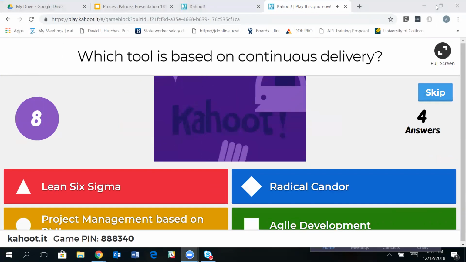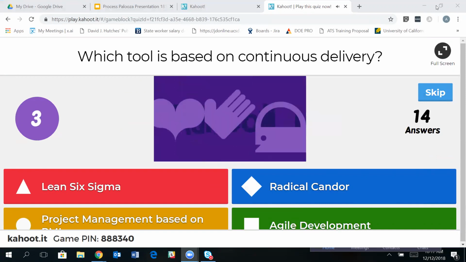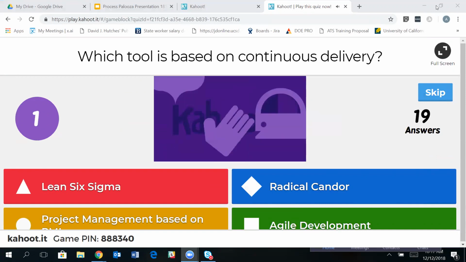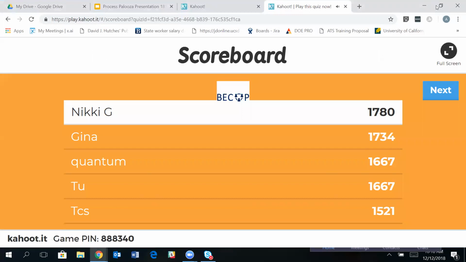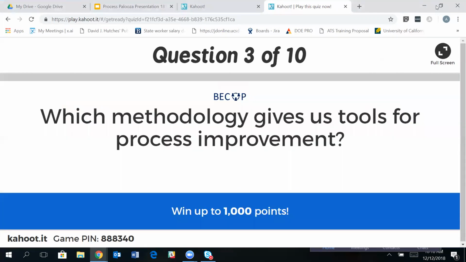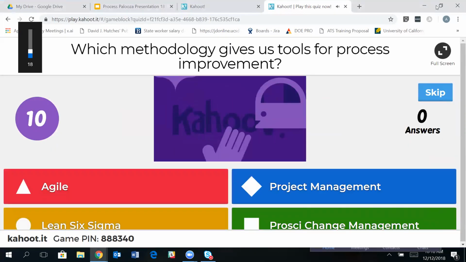Can you see it? Two, one. Tough. All right. Next question. Okay, Nikki G went ahead. Gina. All right. Here we go. Next question. Ready? Which methodology gives us tools for process improvement?